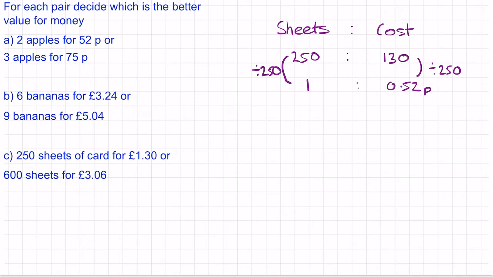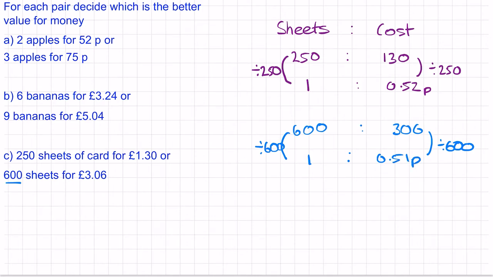And in our other offer, we have 600 sheets at a cost of 306 pence. So we'll divide both by 600. And we can see that one sheet has a cost of 0.51 pence. So in this case, buying 600 for £3.06 is the better offer. Okay, let's try one more question.